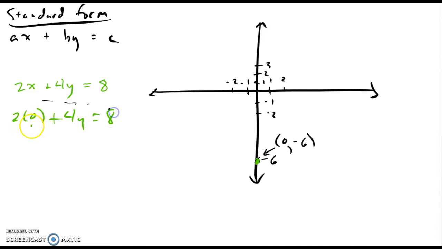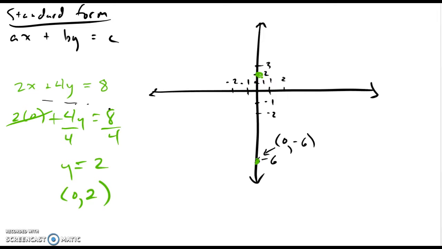4y is equal to 8. 2 times 0 is 0. Well, we don't have to worry about that anymore. So now we just divide by 4. And we just found out that y is 2 when x is 0. So our y-intercept is 0, 2. And I'm going to plot that because we're graphing.